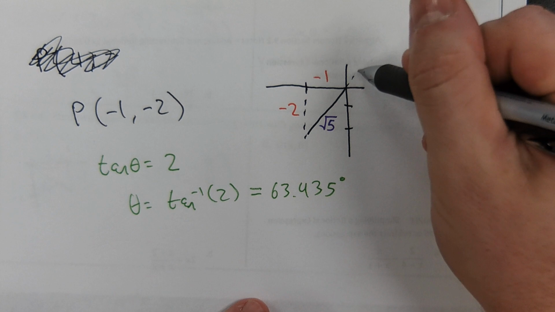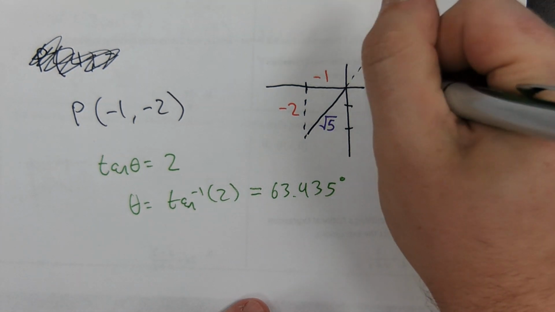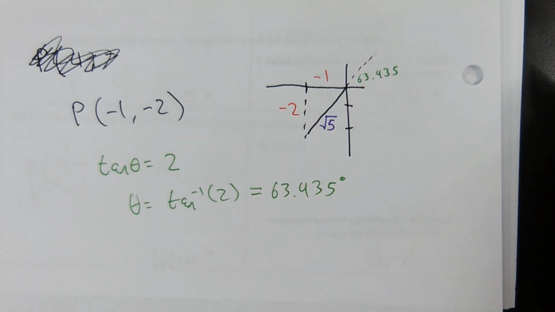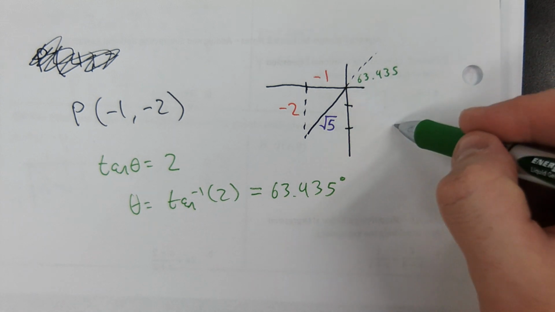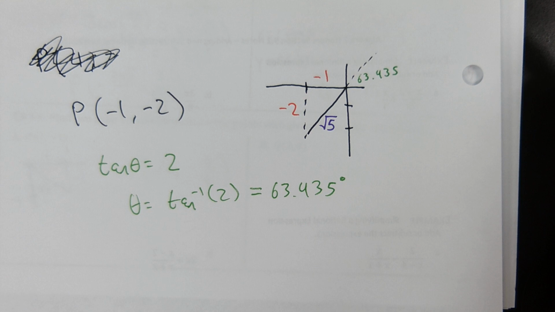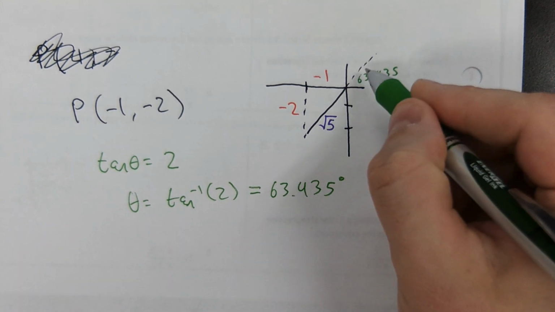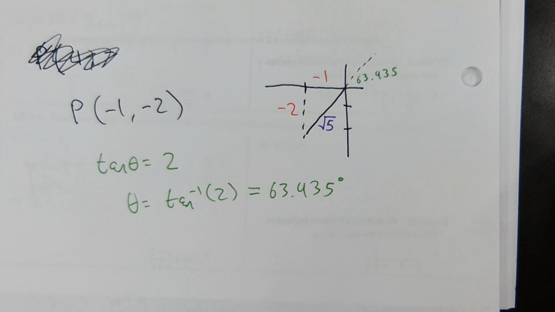That angle that it just gave me is right here. So what do I need to do? Negative 63 and change puts me here. How often does tangent repeat itself? Every pi or every 180. So just add 180 degrees to it. Or subtract 180 degrees from it. Doesn't matter.